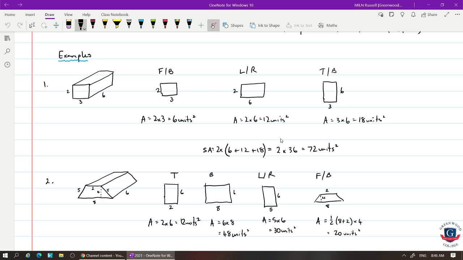Now when we do this, we have to make sure that we have 2 of these and 2 of these and 2 of these. So I've used distributive law here because I'm lazy and I just want double whatever the area is of the single faces. Front, left and top, multiply that by 2, I'll get back, right and bottom. And that's what I've done here. So 6 and 12 is 18, plus 18 is 36, and I've got 2 lots of 36, which is 72 units squared, is the surface area of my prism.